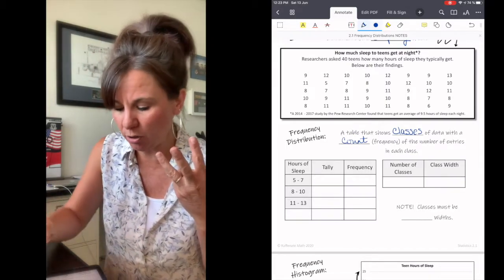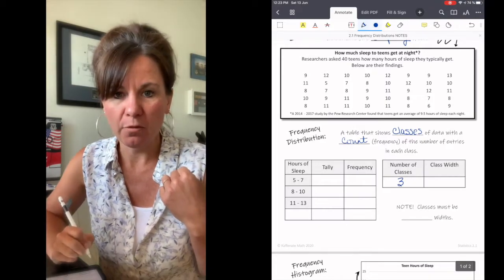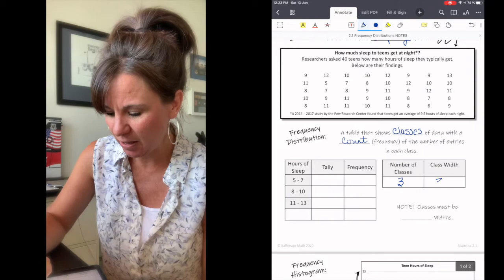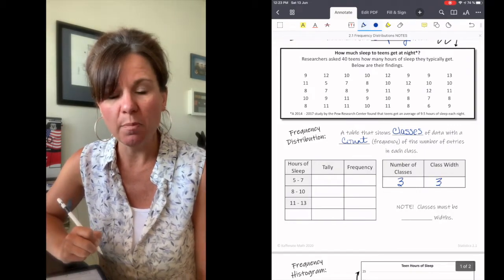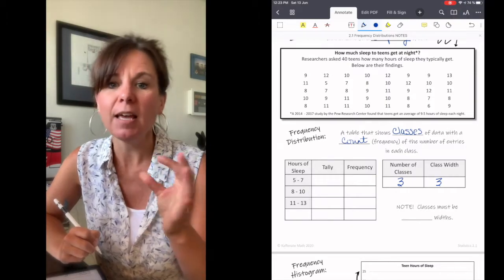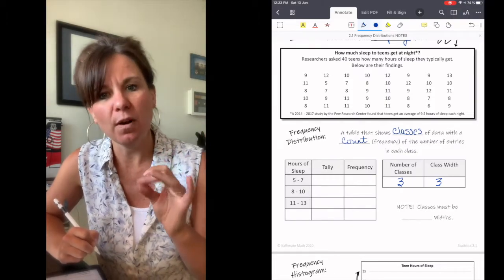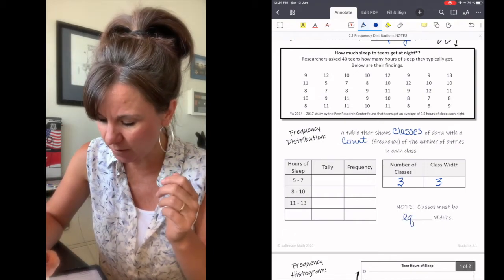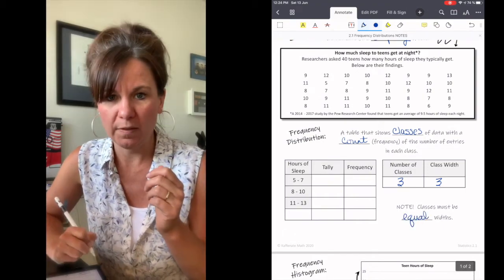I've made 3 groups or 3 classes, each with a class width of 3. So each group has 3 possible hours in it: 5, 6, 7, 8, 9, 10, 11, 12, 13. And it's important to note that classes all need to be of equal widths.